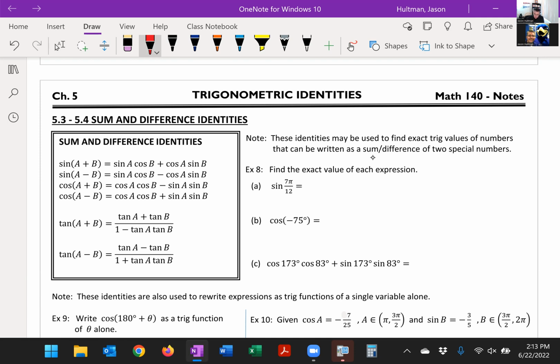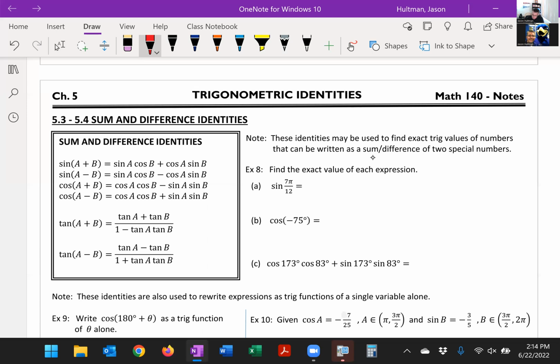So you can see that there's some relationship between the signs here. Sine of a plus b is plus, plus sign, plus sign. The sine of a minus b is minus. The cosine of a plus b is minus, and the cosine of a minus b is plus. So the sines have the same sign, pun intended, and the cosine has opposite sign. The tangent has the same sign on top, but opposite on bottom, and that's true for both tangent sum and difference identities.